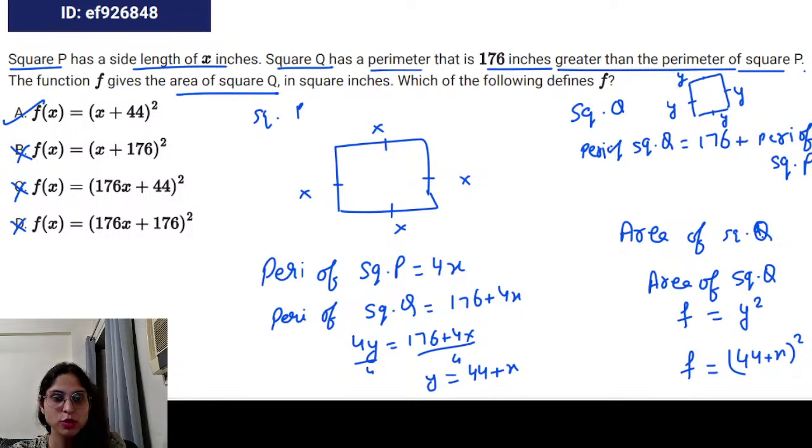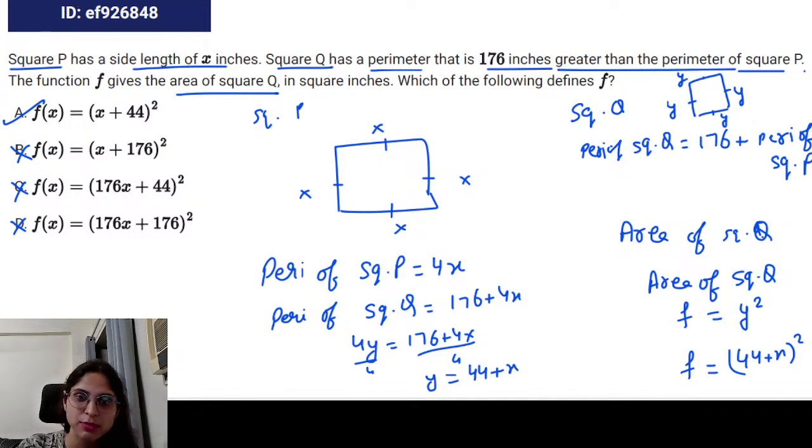Now it has a perimeter, so its perimeter will be 4y, but its perimeter is 176 greater than the perimeter of square P. So perimeter of square Q is 176 plus perimeter of square P. So 4y is equal to 176 plus 4x, because 4x is the perimeter of square P, 4y is the perimeter of square Q. Now they want the area of square Q. So area is going to be y squared, and all the options are in terms of x. So we find y in terms of x.